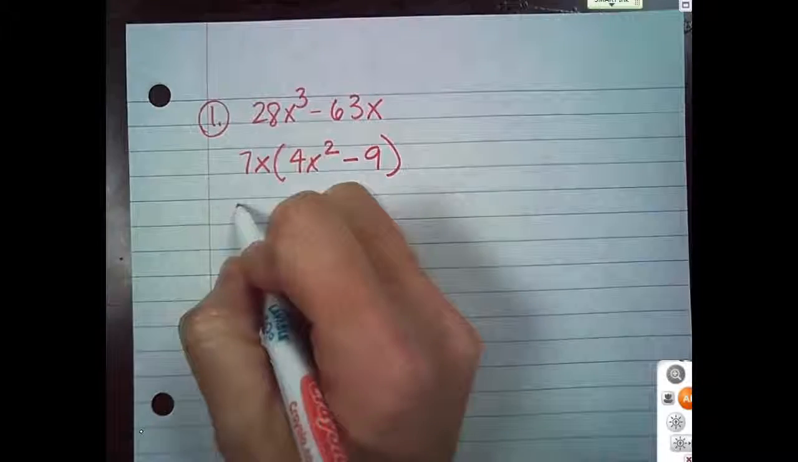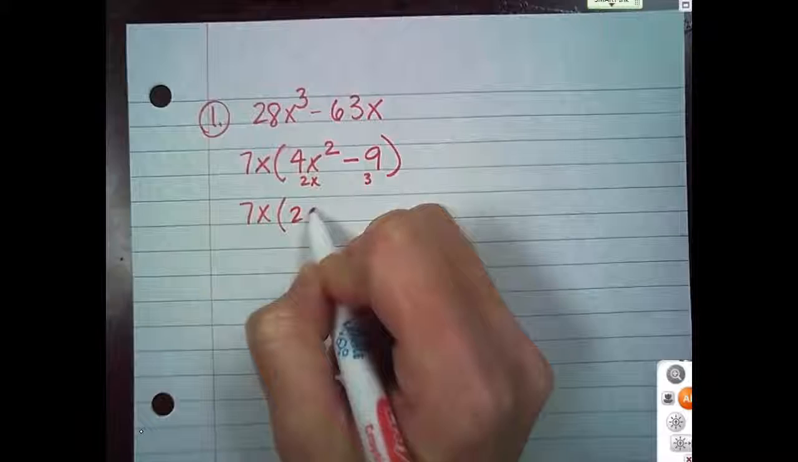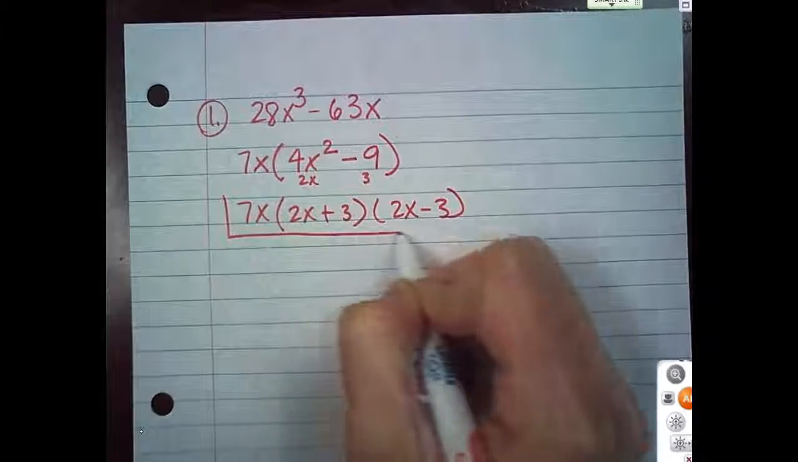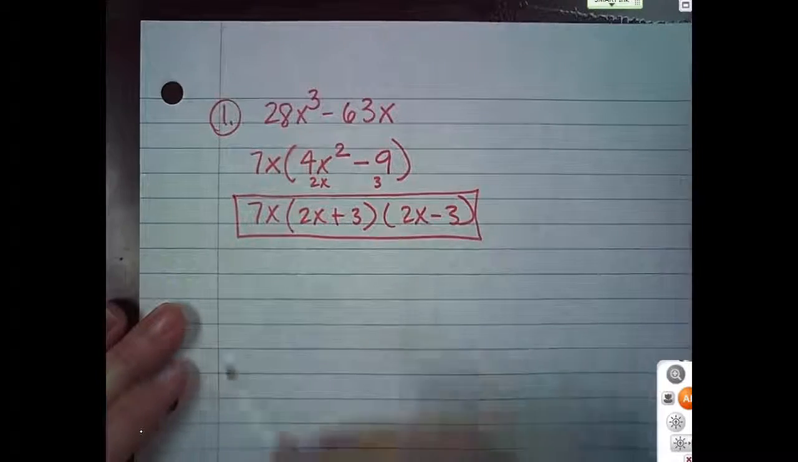So you can factor this one more time to give you, this is a 2x, this is a 3. So 2x plus 3, and then 2x minus 3. Right. Number 2.